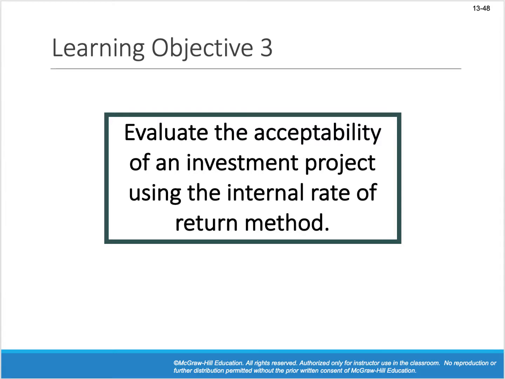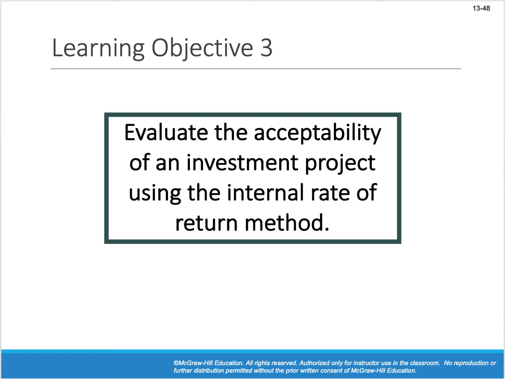Hello and welcome back to our fourth lecture video dealing with chapter 13, which talks about capital budgeting decisions. In this video we're going to look at the internal rate of return method. So hopefully by the time we complete this video you should be able to evaluate the acceptability of an investment project using the internal rate of return method.